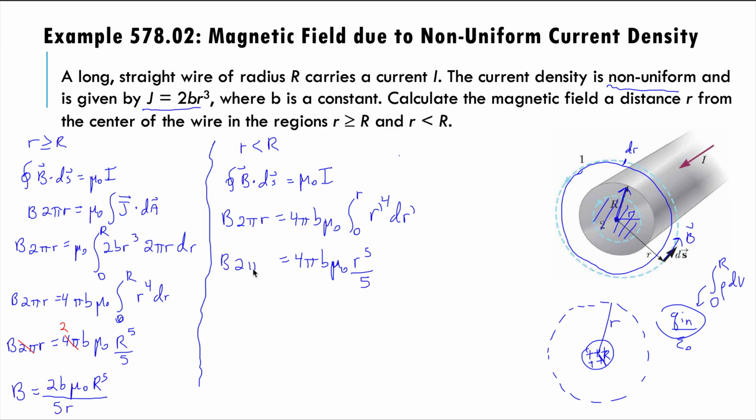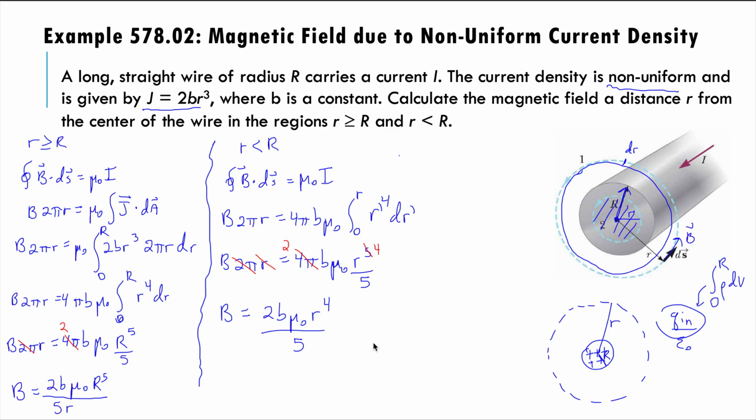And now we can divide by 2 pi r. We're going to cancel out 2 pi, make that 2, and this time we're going to cancel out one of the r's here. So our final answer for the magnitude of the field inside the wire at a distance r away from that central axis is going to be 2b mu naught little r to the fourth all over 5.